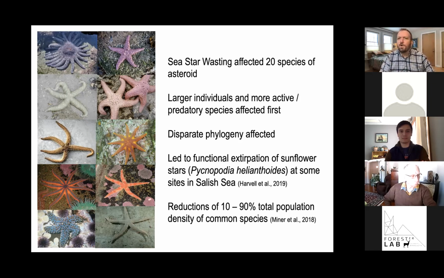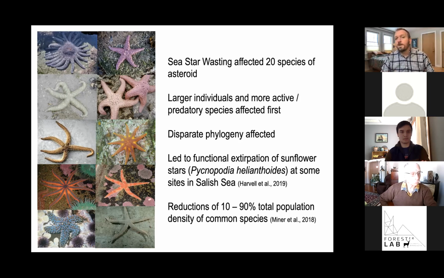Larger individuals and more active predatory species tended to be affected first. So in other words, those which were eating other starfish. So this sunflower star goes out, it's got a very wide prey range. And also these ones, these are Solaster dawsonii, which is the morning sun star. That's also a predatory sea star that eats other types of sea stars. They were affected first and most intensively, and then the other species were affected.